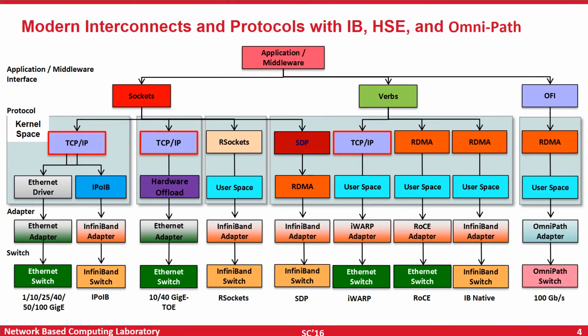With these kinds of systems coming up, at the same time, of course, there are a lot of newer interconnects and protocols being designed. This shows the range of protocols which are being designed with the OpenFabrics stack. On the left hand side, we have the standard Ethernet starting from 1 gig to 100 gig, and towards the right hand side, we have the InfiniBand native with RDMA technologies, and also the new OpenFabrics interface with the OmniPath networking technology.